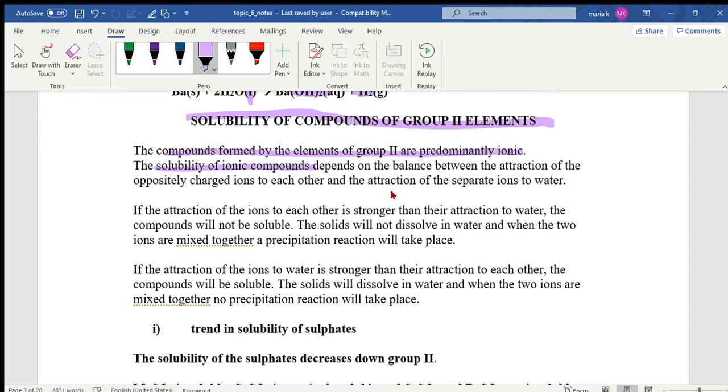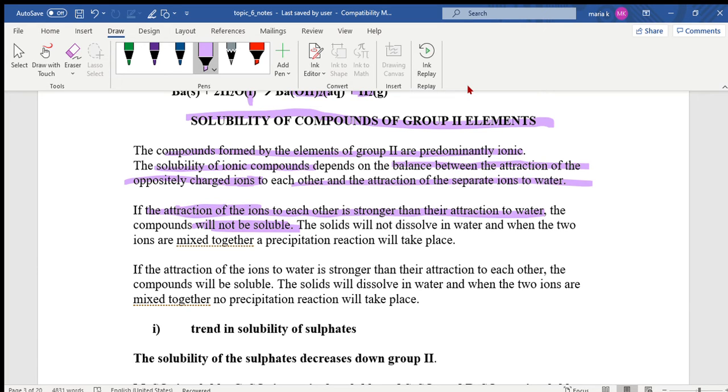Solubility of ionic compounds depends on the balance between the attraction of the oppositely charged ions to each other and the attraction of the separate ions to the water. If the attraction of the ions to each other is stronger than their attraction to the water, the compounds will not be soluble.